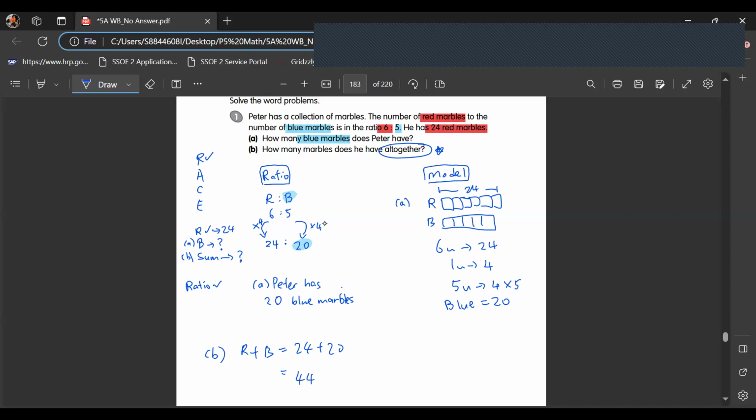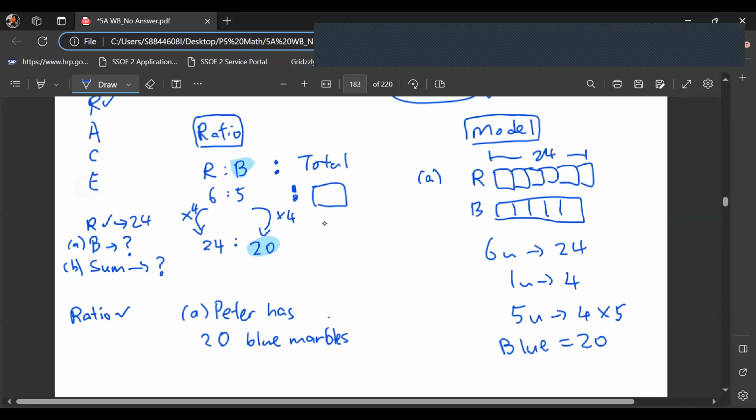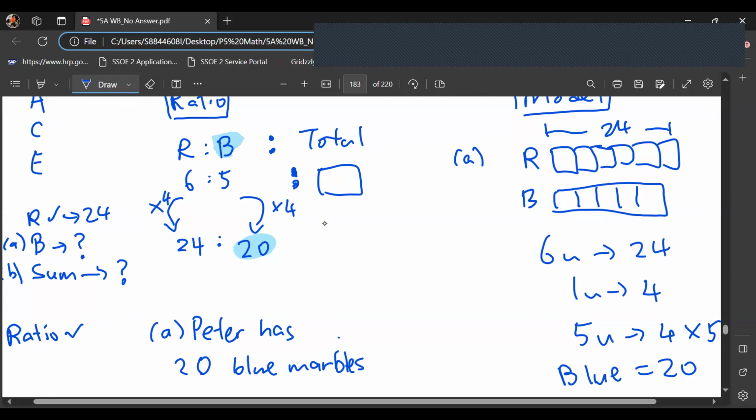Now, all together. So not difficult to get here, but let's include that in the ratio. So put it in the ratio portion. I will have another row: red is to blue is to total. What would you think I will write here? What do you think I write under total?